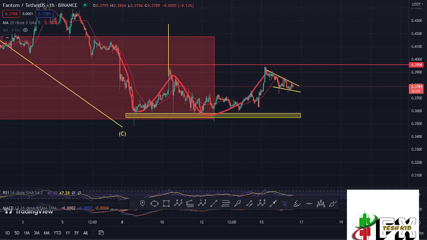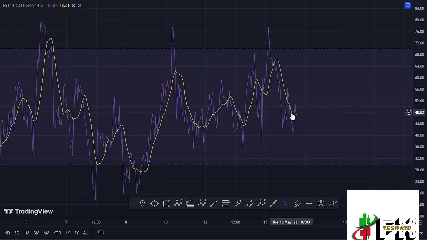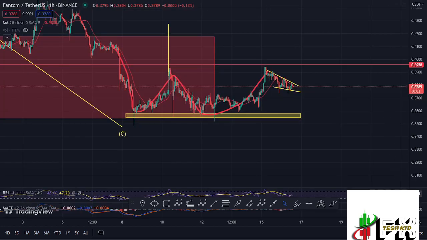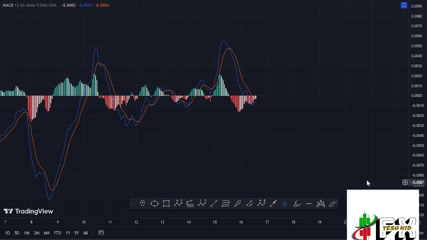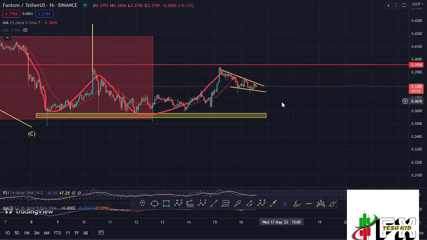Also taking a look at the indicators, on the RSI we are trading at around the 47 mark. Also taking a look at the MACD, we have been able to print a bearish cross suggesting further breakdown. So let's be patient and see how that plays out, and I'll be keeping you updated.